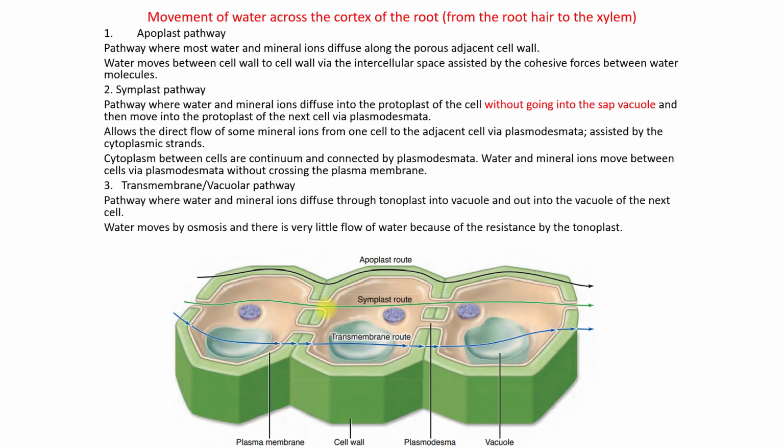Now, the transmembrane or vacuolar pathway, as you can see here down here, is the pathway where water and mineral ions diffuse through the tonoplast into the vacuole and out into the vacuole of the next cell. The water moves by osmosis, and there is very little flow of water because of the resistance by the tonoplast.